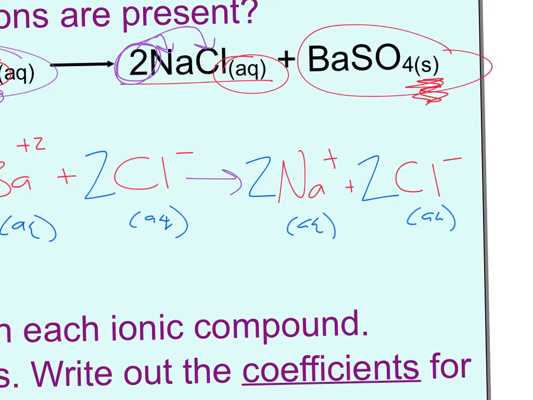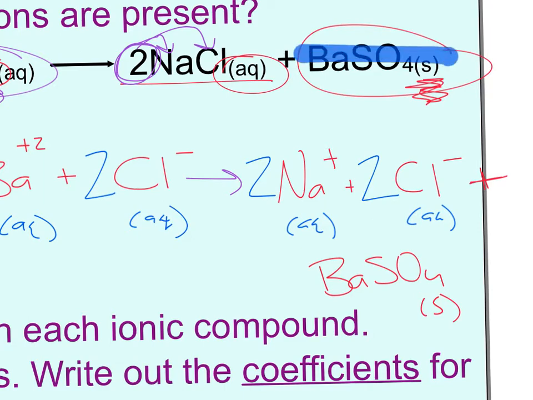So when I write that into my equation, I'm going to write it down here because I ran out of room. All I'm going to do is write BaSO4 solid. I'm going to keep it the exact same as it was up here as I'm writing it down here. I'm not changing anything because it's not breaking apart. There are no ions present, so I'm going to copy it down as is.